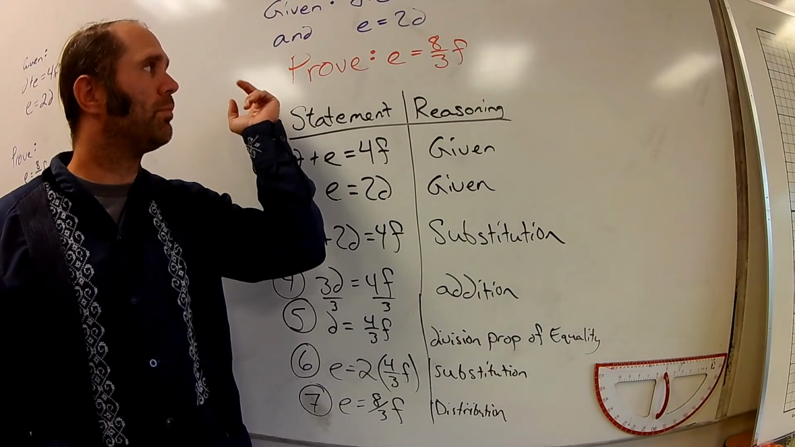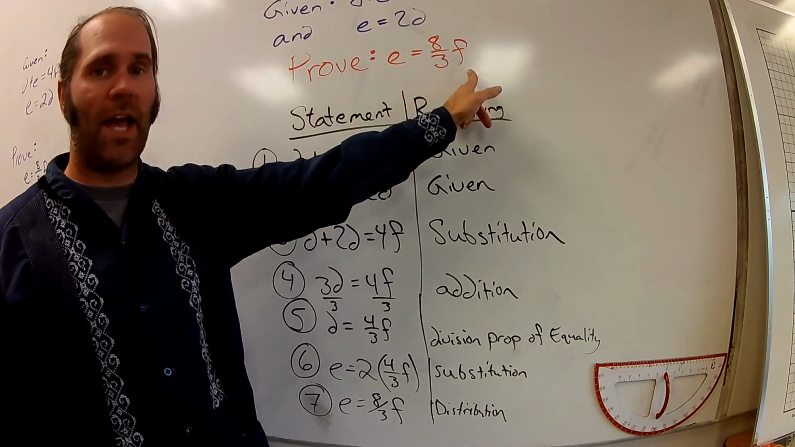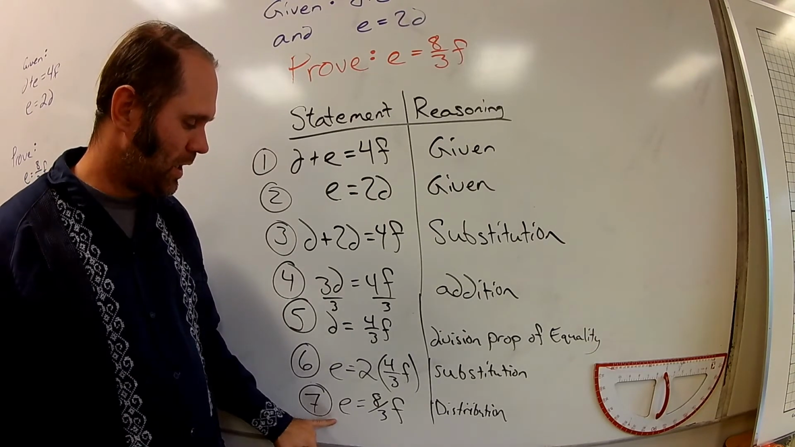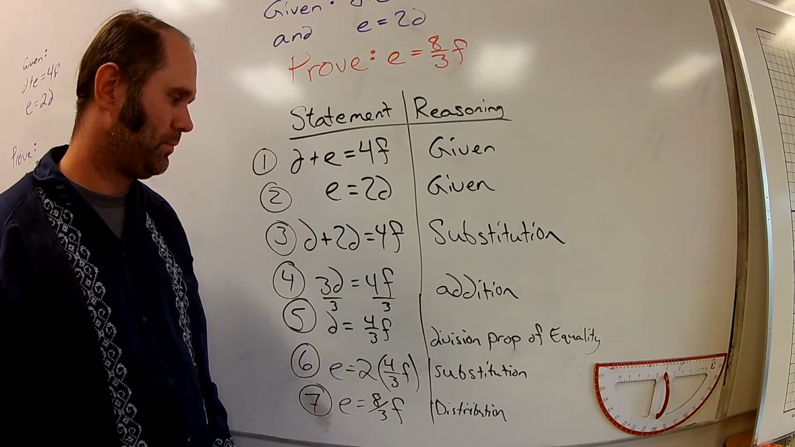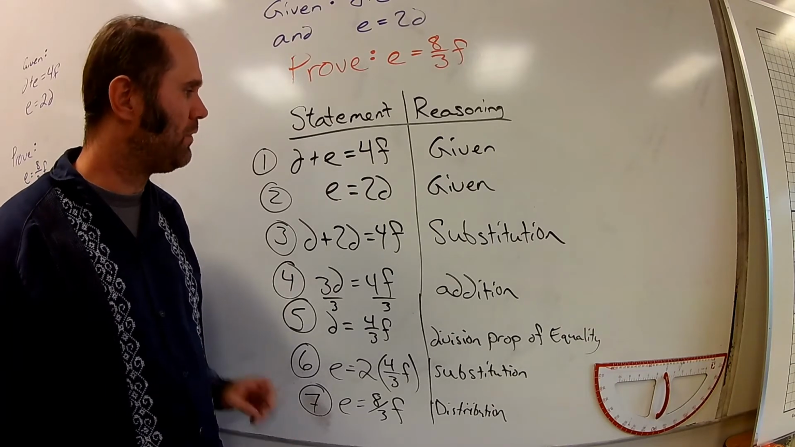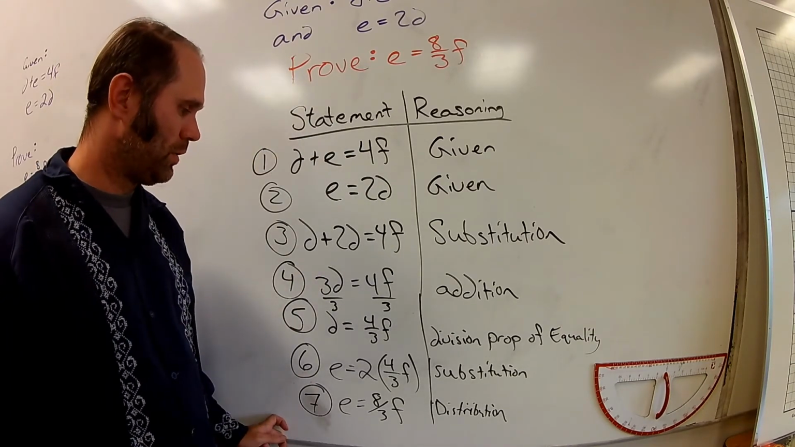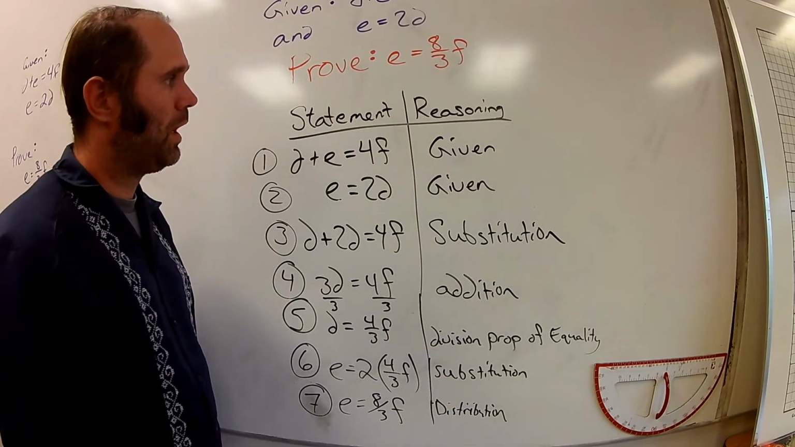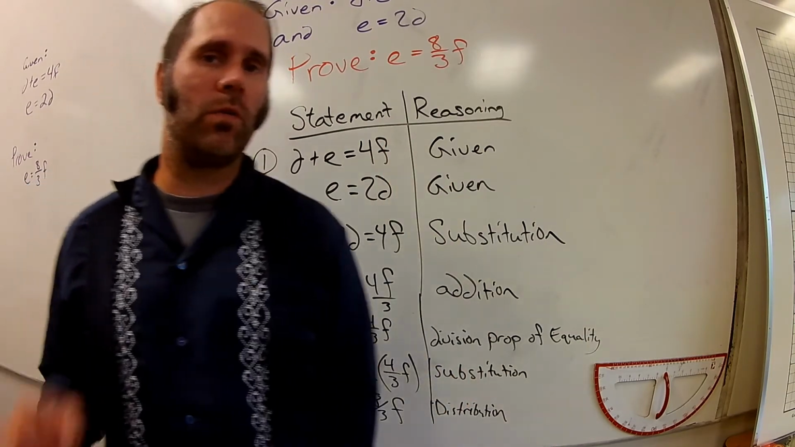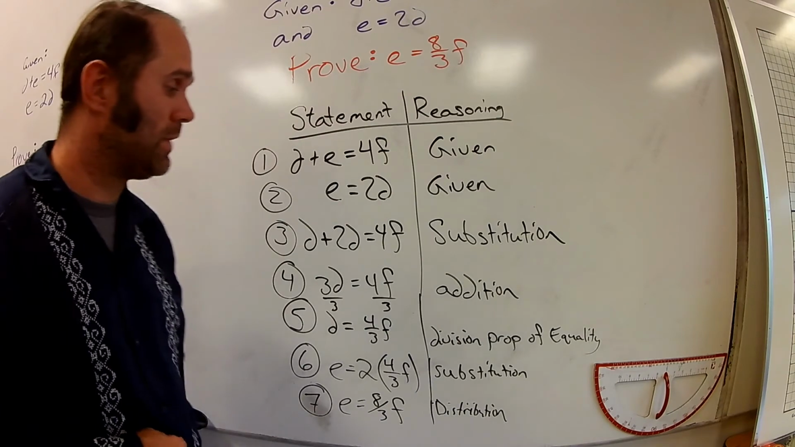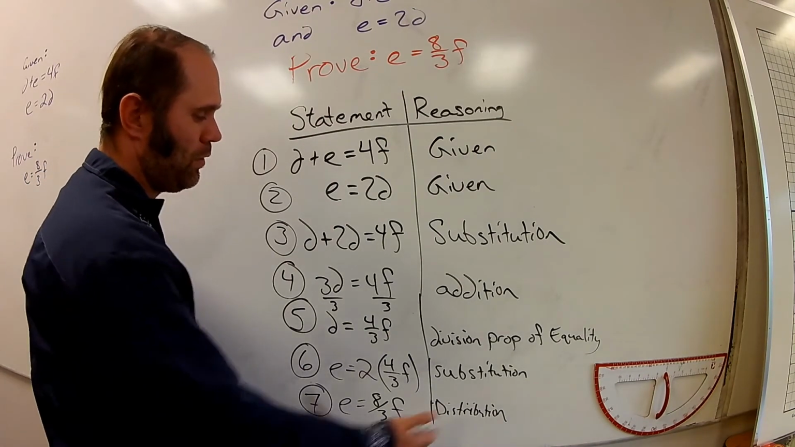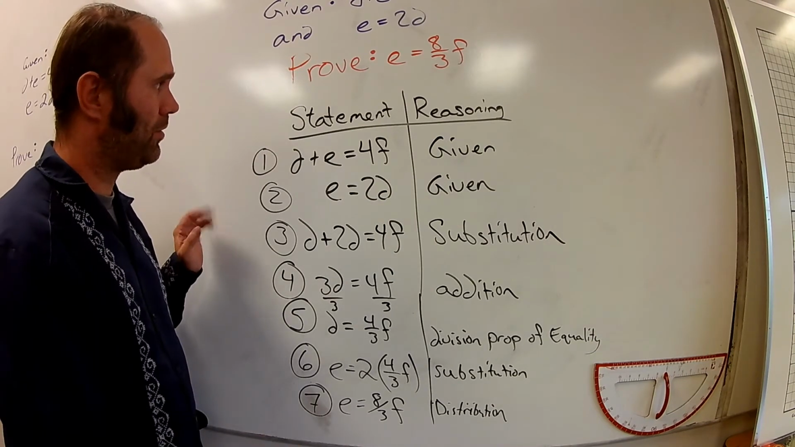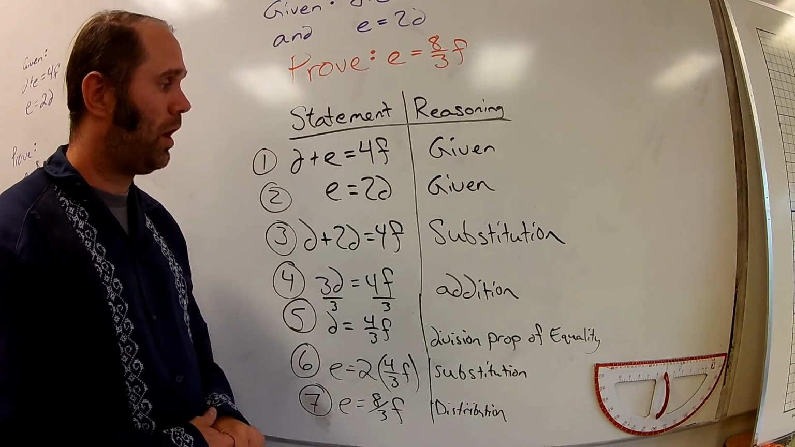So notice we are trying to prove E equals 8/3 F. That's what we're trying to prove. And we were able to say down here E equals 8/3 F. We have proven it. If you're able to state what you're trying to prove, and you have steps for each, a reason for each that is following the rules that you have been given, then you have proven what you're trying to prove. So, hopefully that makes sense. This is a 2-column proof.